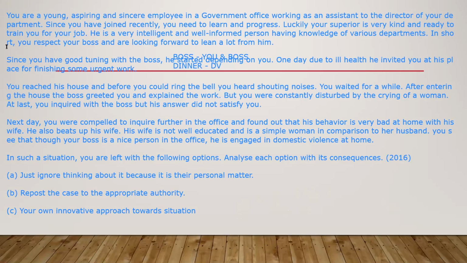You were trying to ask about option number A. In option A, just ignore it because it is their personal matter. In the analysis, you are going to write that it is morally wrong on my side if I have seen such a plight of his wife and I do not do anything. Morally, it is not right. Second, a crisis of conscience will be there because I will be troubled.